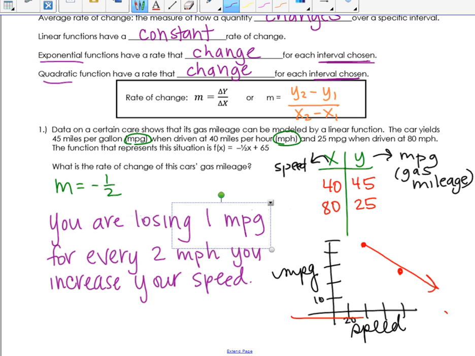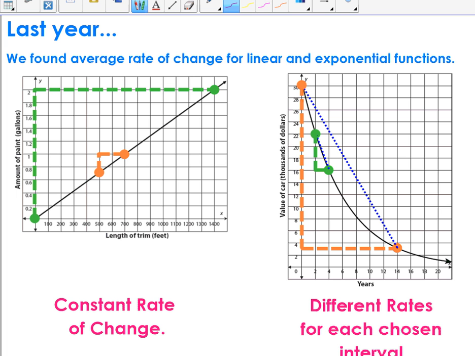Okay, so we're going to do that a few more times today. That's in context, and now we're going to look at it a little bit more algebraically. So if you look at the back of your notes, you're going to start seeing a couple different things.